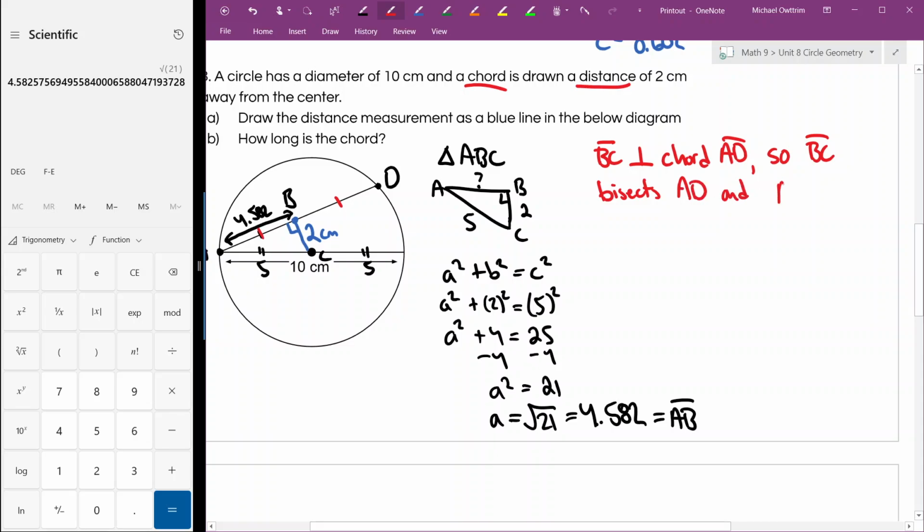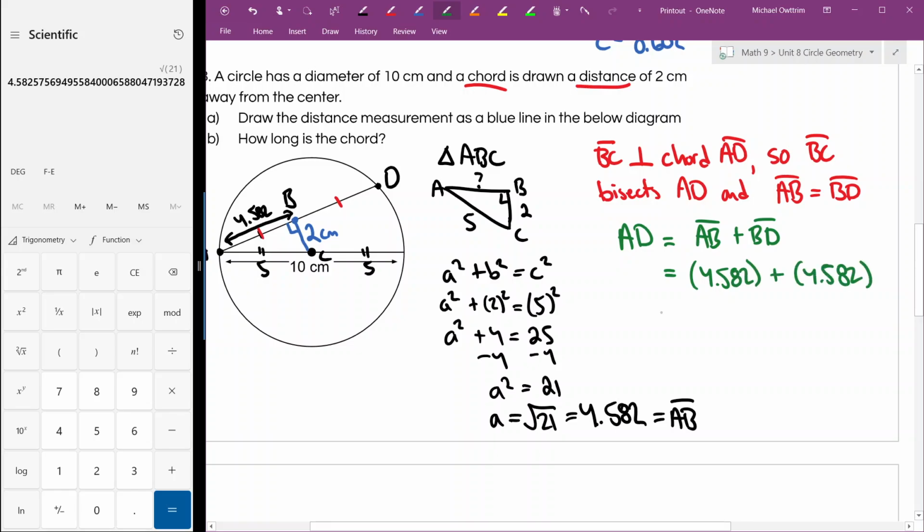And what that tells me is that the length AB on one side of that line must be equal to the length of BD on the other side. Now, I do know that the entire chord is equal to those two lengths added together. And since both of them are the same, and we know AB is my 4.582 that I figured out earlier, I'm going to add that together, or double it, that would be fine as well.